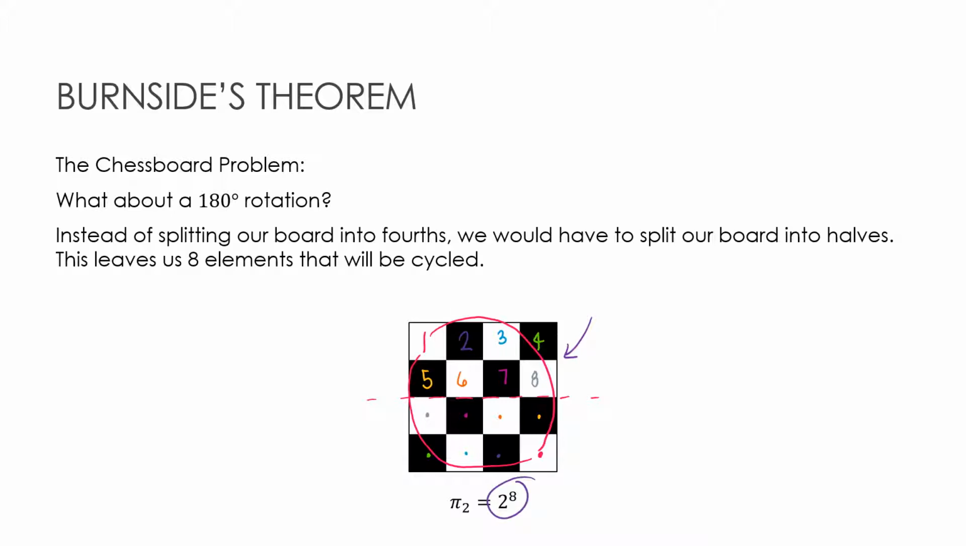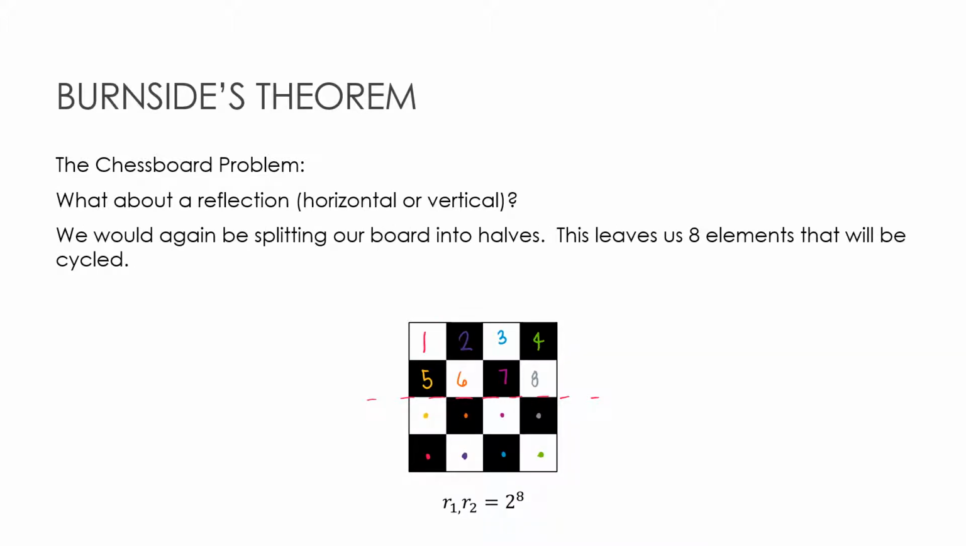Now let's look at reflections. If I had a horizontal reflection, which would be the same as a vertical reflection, same concept. Again, on half of the board, 8 spaces, I get to choose whatever color I want. The other half of the board is going to be whatever I have chosen for the first half of the board, so I don't really have a choice there. So that's 2 to the 8th because I'm choosing 8 spaces.